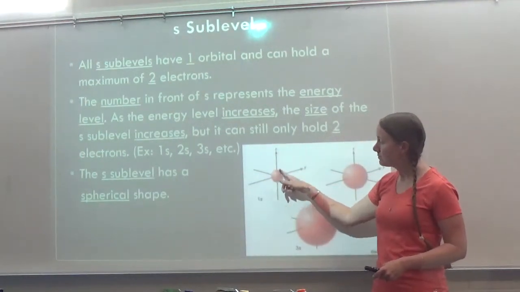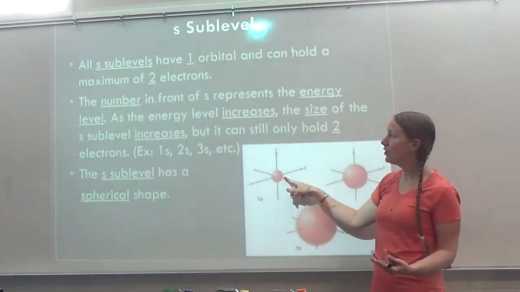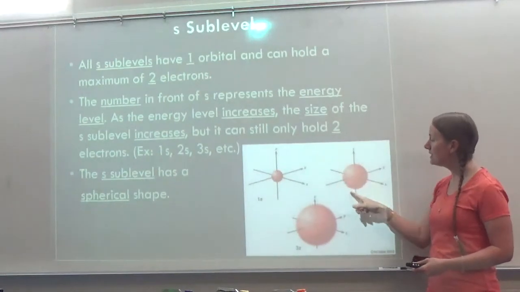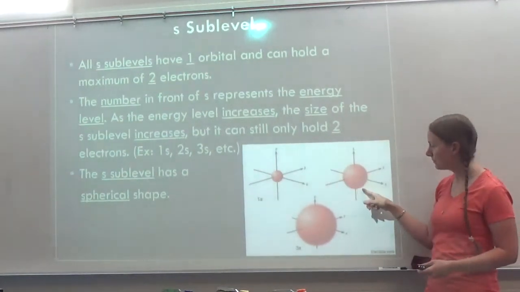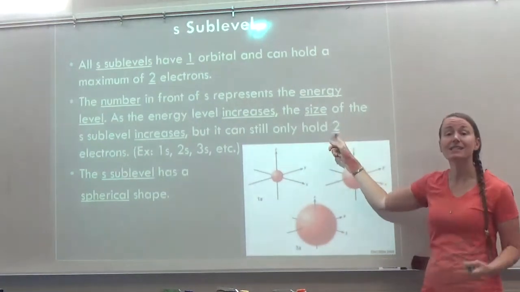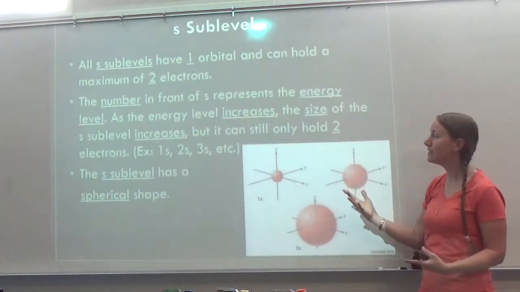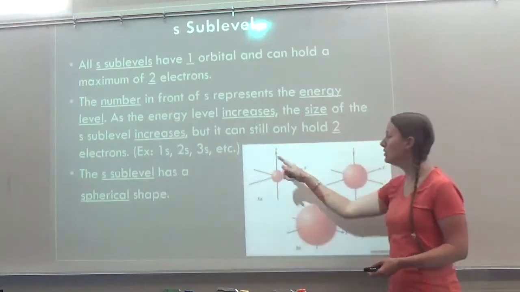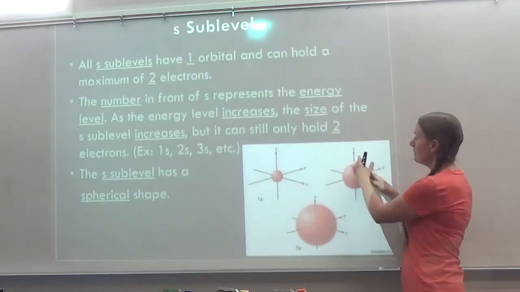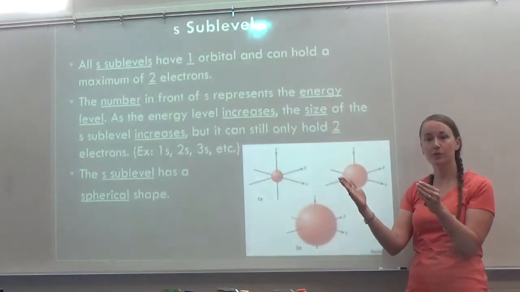So 1s might be about this size, and it can hold 2 electrons. 2s is still going to be the same shape, so it's still a sphere. Even though it's bigger, because it's still an S sublevel, it can still only hold 2 electrons. A lot of people want to say, oh, well, if 1s can hold 2, 2s can hold 4. It doesn't work that way. It's still s, it just means those 2 electrons can be farther from the nucleus.